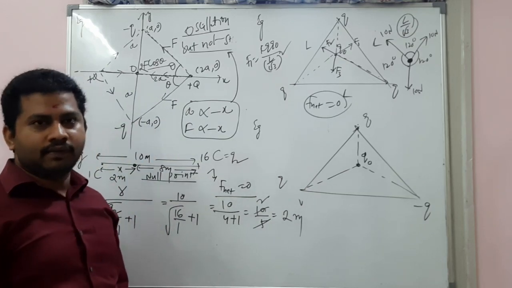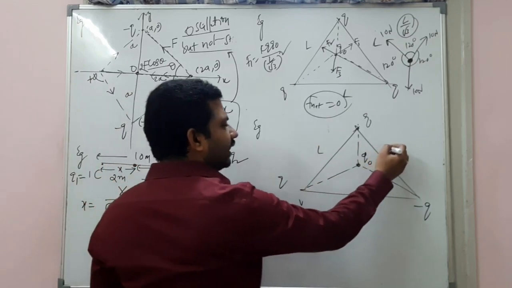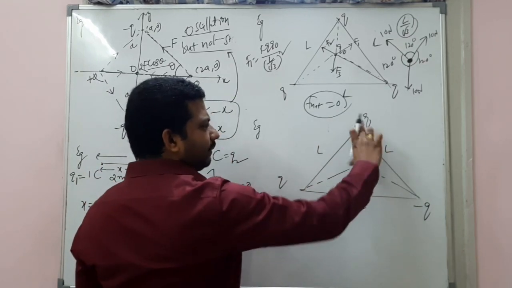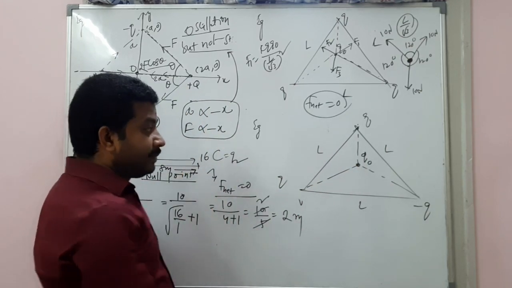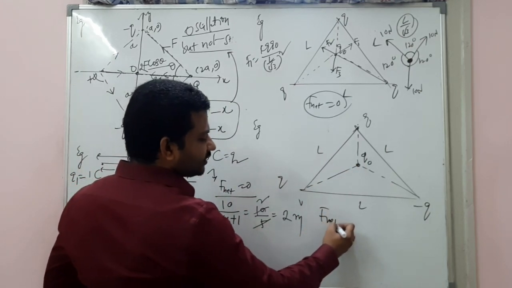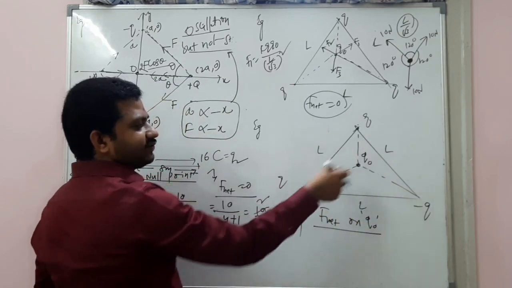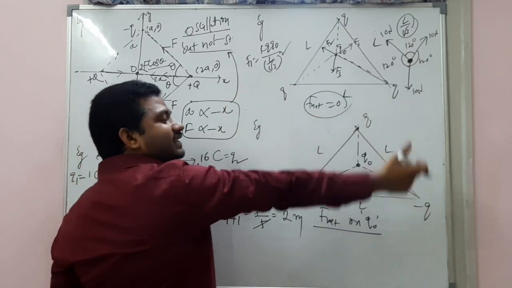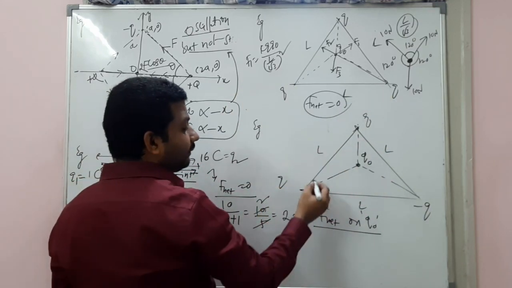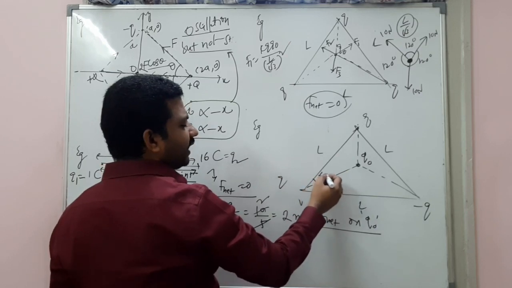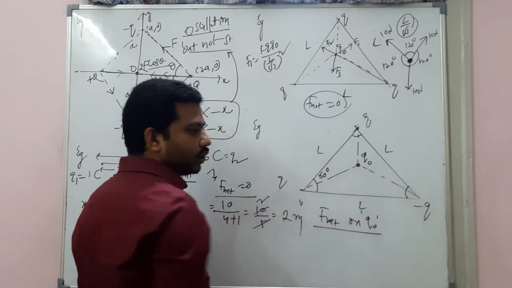Right? Now, it is L, it is L, it is L. Same. This is L by root 3, L by root 3, L by root 3. Fine. Now the question is, what is the net force on Q naught due to all the three charges which are kept at the vertices of an equilateral triangle? Equilateral triangle, again I am telling you, for your better understanding I am writing this is 60 and this is also 60 and this is also 60.